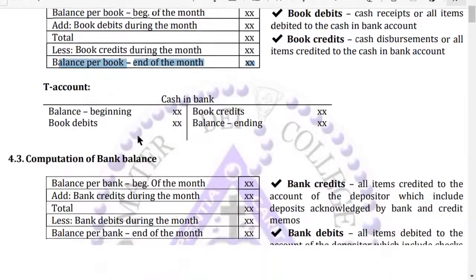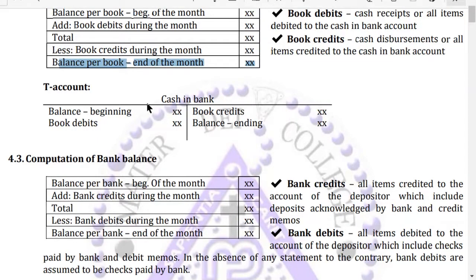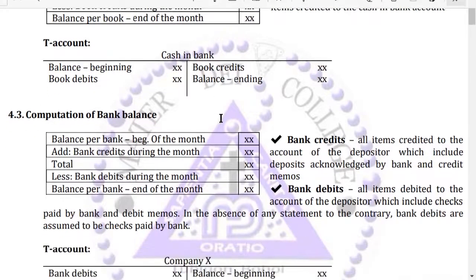If you're going to use the T account, so this is how it looks like. So, the balance ending is on this side. And of course, cash has a debit balance. This is on the side of the depositor ha, kasi sa book man ni siya. So, mag-start siya sa beginning and then i-add ang debits, di ba? And you credit the book credits. Then you will get the balance ending.